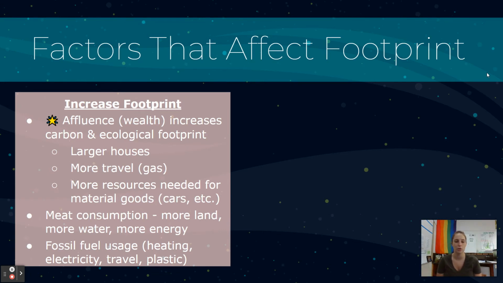And then also your fossil fuel usage, whether this is heating your house or traveling. Plastic is made from fossil fuels, so the more plastic you use, the more you're going to be releasing into the atmosphere. And then just generally electricity, especially if you're on a grid that's going to be using fossil fuels as a way to get your electricity.